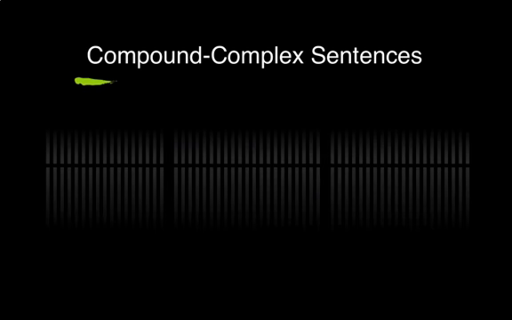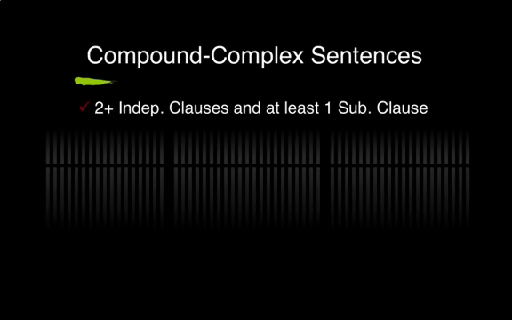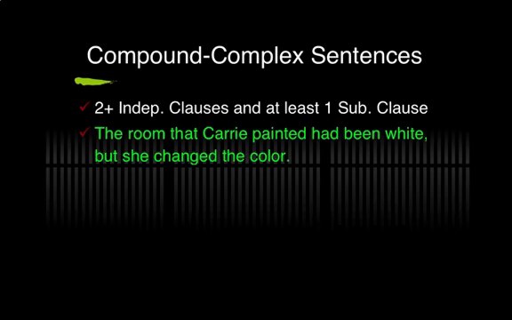Finally, our last of the four classification types, the compound complex sentence. Now, the compound complex has two or more independent and at least one subordinate. So it can have more than one, but it has to have one, and it always has to have two independent clauses. So for example, the room that Carrie painted had been white, but she changed the color. That Carrie painted, subordinate clause. The room had been white, independent clause, and she changed the color, independent clause. Two independents, one subordinate, compound complex.